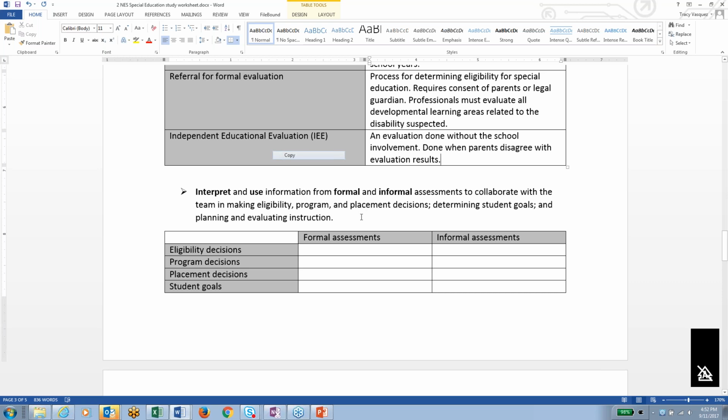Interpret and use information from formal and informal assessments to collaborate with the team in making eligibility, program, and placement decisions, determining student goals, and planning and evaluating instruction. So let's break down that competency. We need to interpret and use information from formal and informal assessments to collaborate with the team in making eligibility decisions, program decisions, placement decisions, and determining student goals. So let's go ahead and discuss how we would use formal assessments and informal assessments to make eligibility decisions.